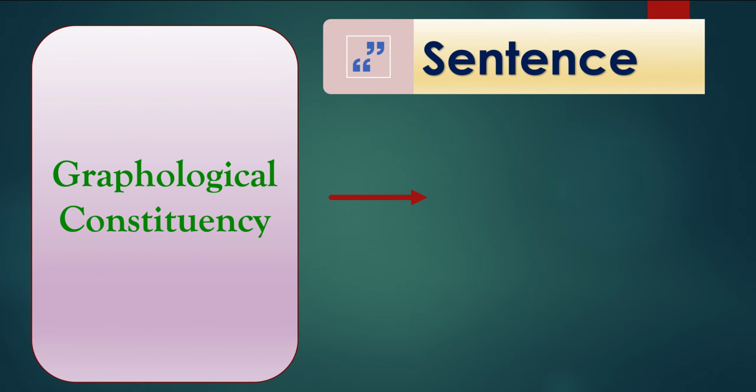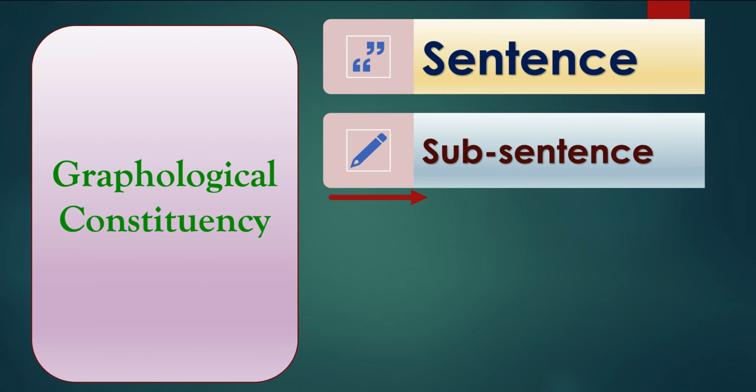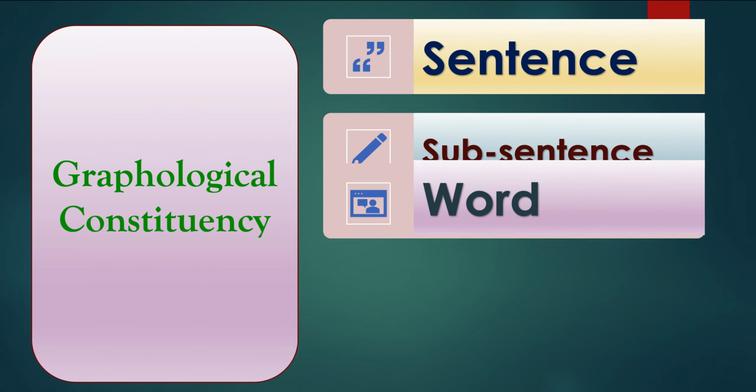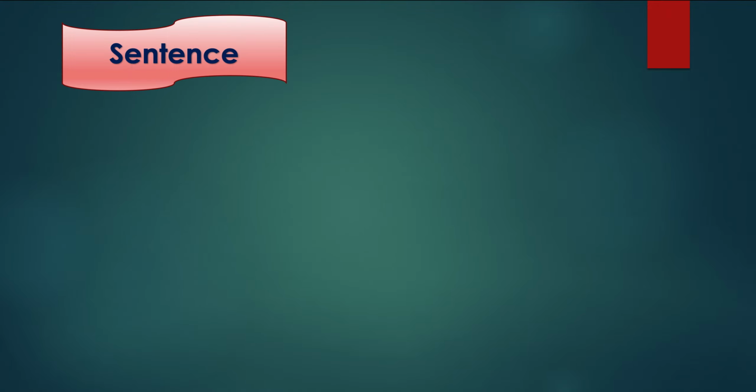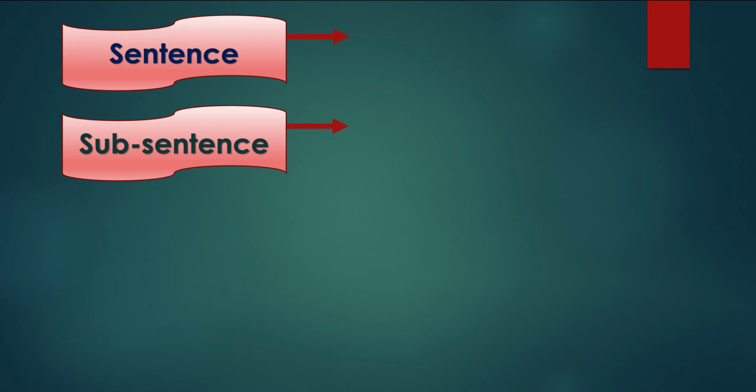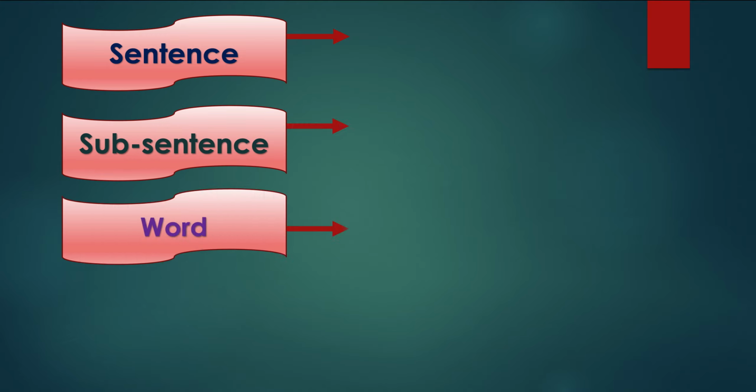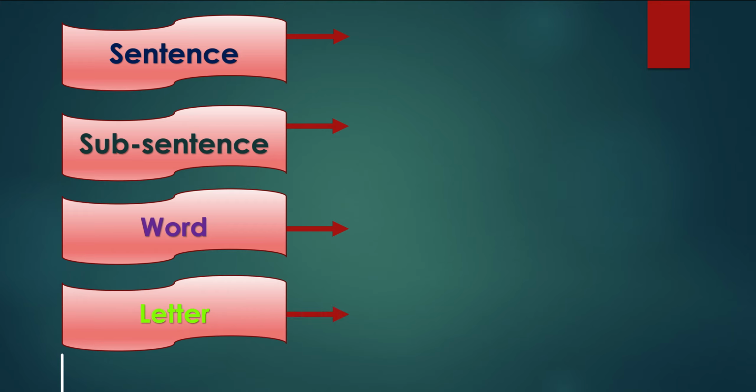Graphological constituency has different orders, different constituencies, different ranks. The first is sentence, second is subsentence, third is word, fourth is letter. Now we are going to talk about each one of them in detail: first sentence, second subsentence, third word, fourth letter.